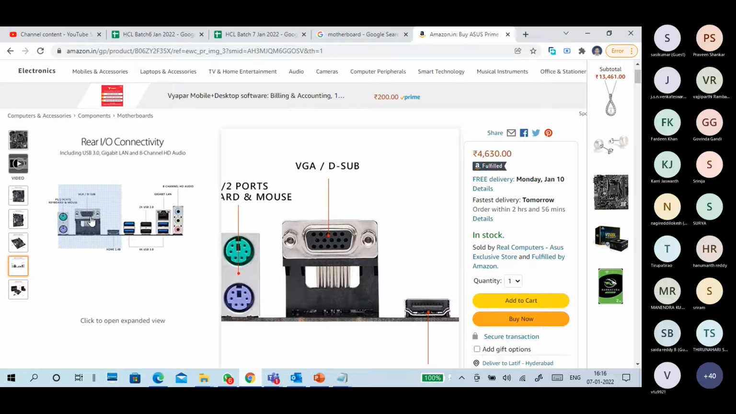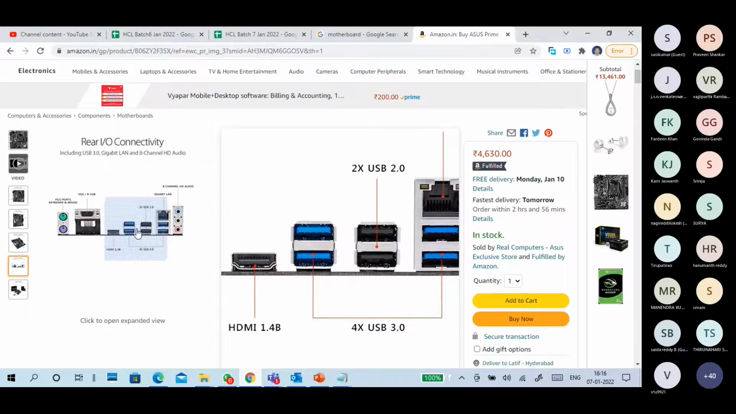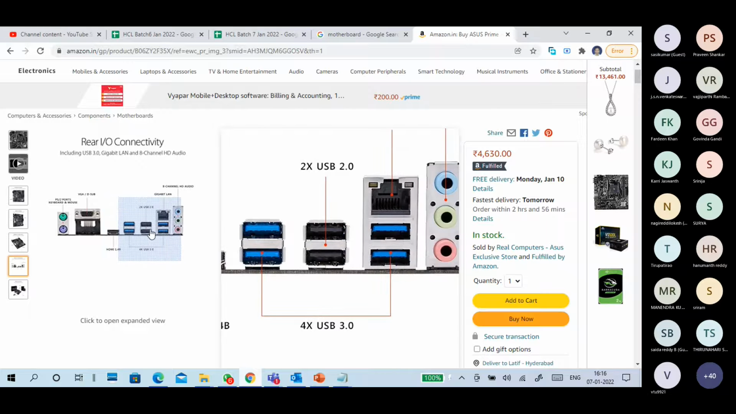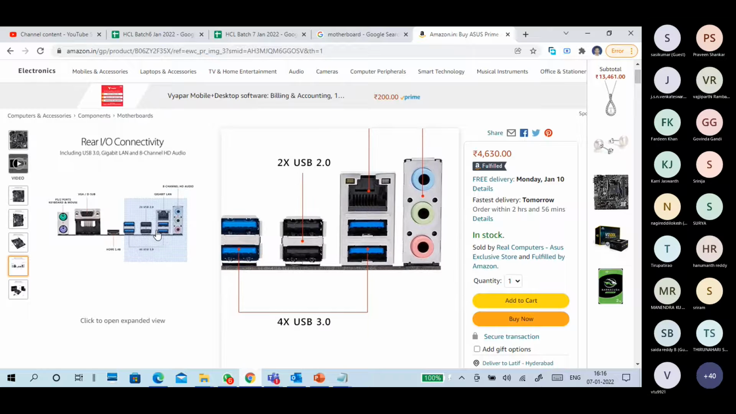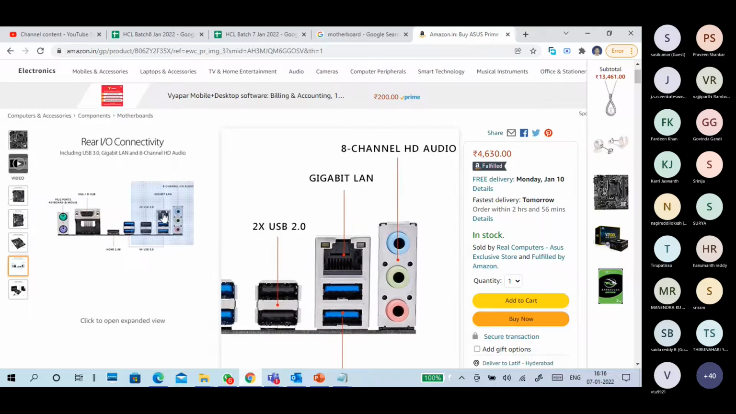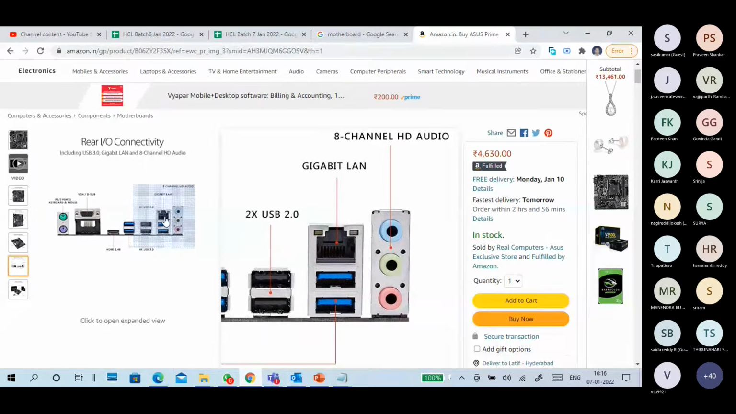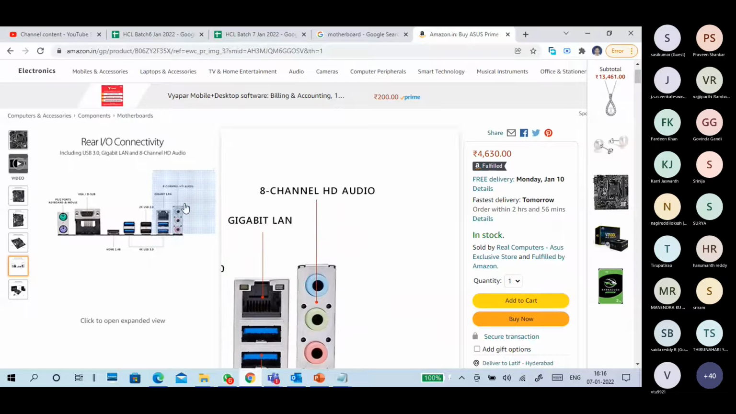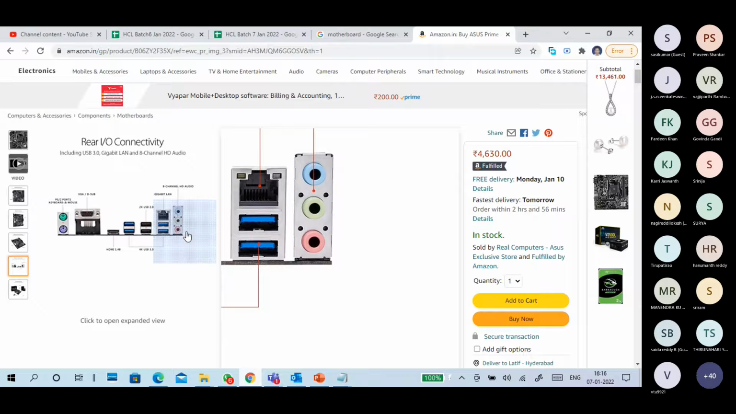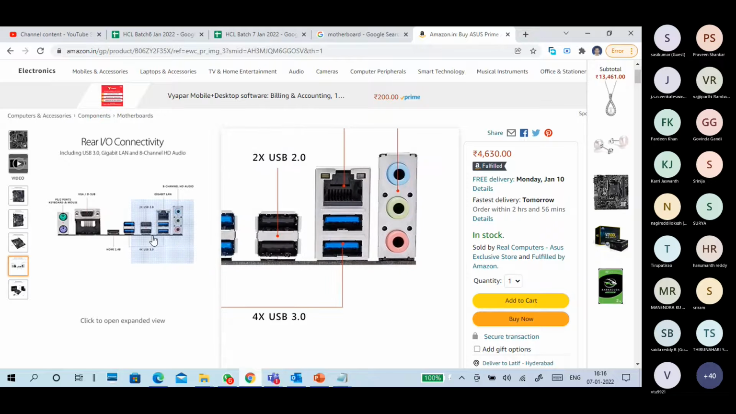So for a normal monitor purpose, HDMI, like smart screens, like TVs. You can connect it to a TV or HDMI-oriented monitors. Next, series of USB connectors. The blue one is the 3.0 version. The black one is the 2.0 version. Your gigabit LAN connector, RJ45 connector it is. These are the audio connectors: mic, speakers, and the line-in connectors.